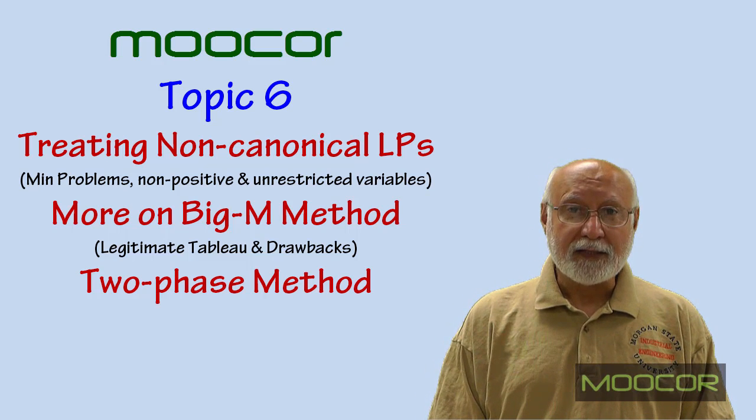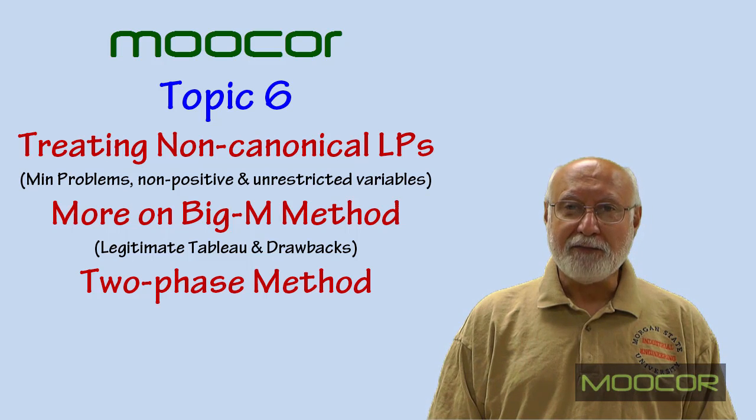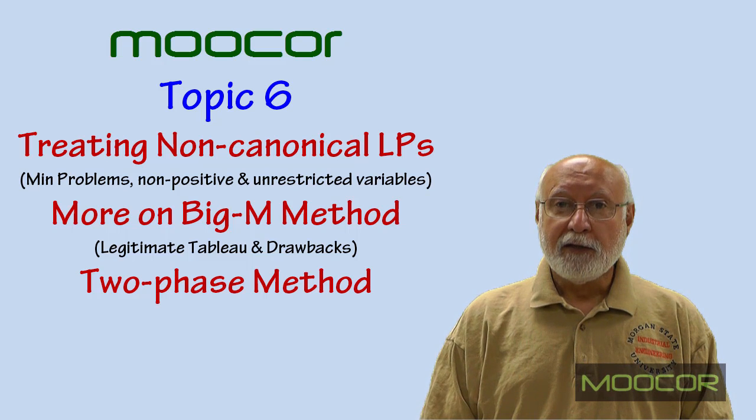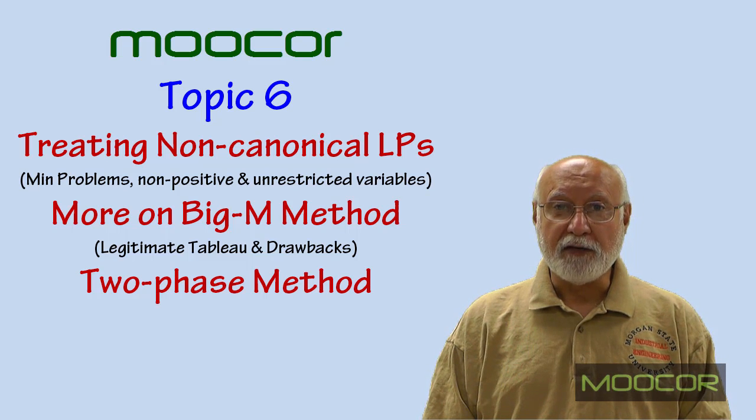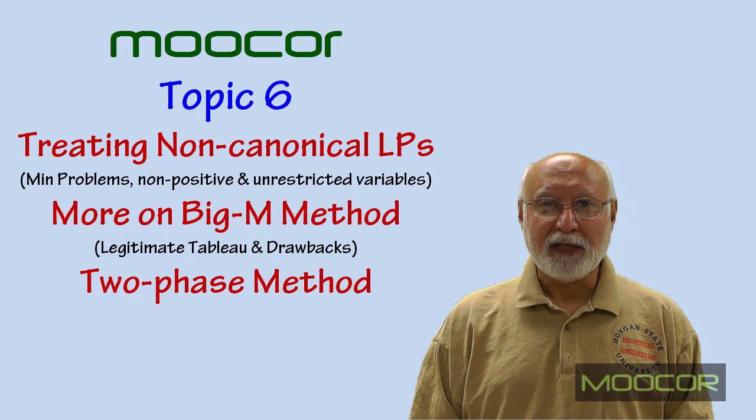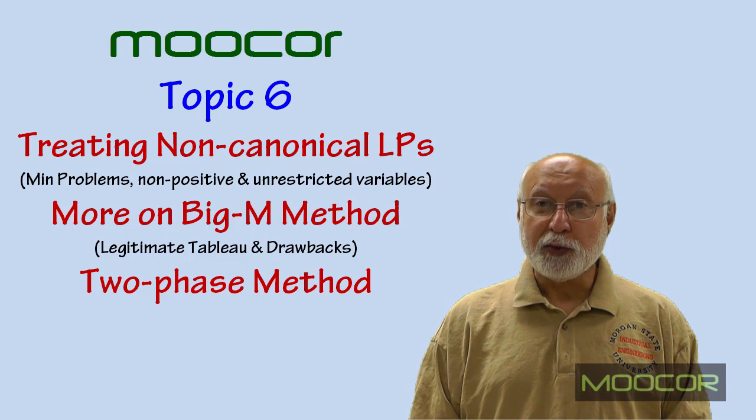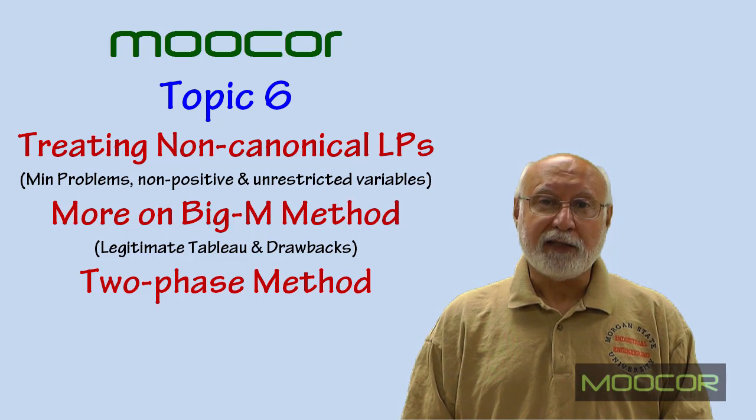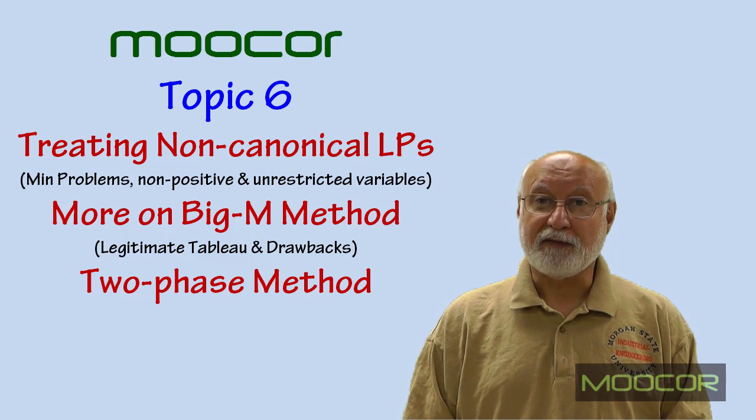We learned how to address that issue. In topic 6, we are introducing a different method called the two-phase method to address the same issue, namely dealing with the constraints that may be in the form of greater than or equal sign. But before we introduce the two-phase method, we are going to go back to topic 5 material and discuss a little bit more about the big M method and issues related to the non-canonical forms of the LP.